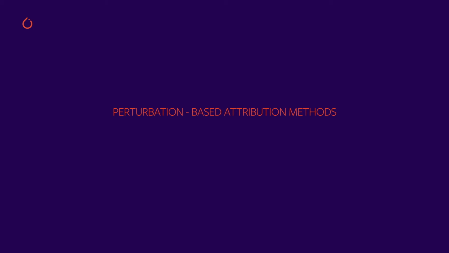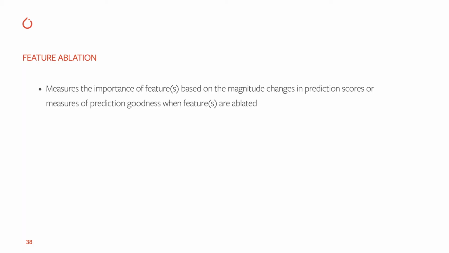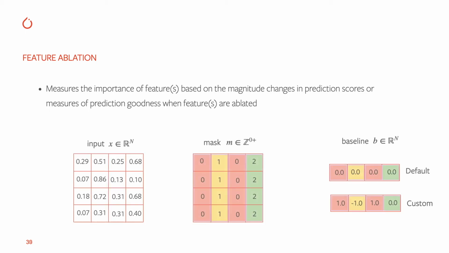Now let's look into the details of several perturbation-based techniques. One of the most simplistic perturbation-based approaches is feature ablation. Feature ablation measures the importance of input features based on the magnitude changes in the prediction scores or measures of prediction goodness when features are ablated. Let's look deeper at what this means and how we ablate the features.